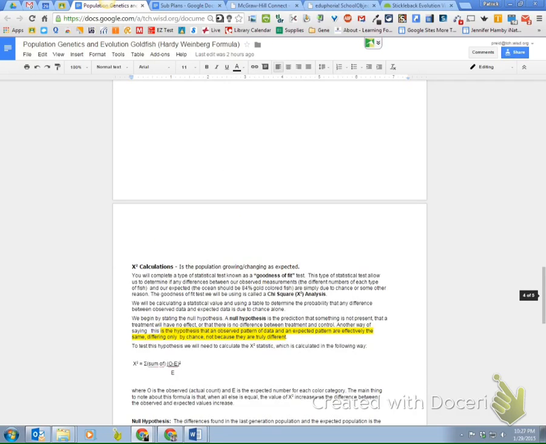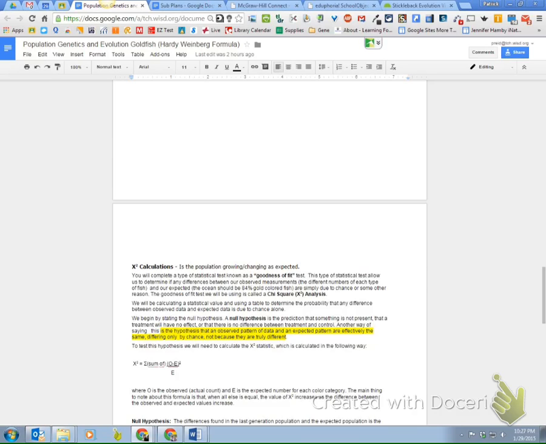Now, what you need to do is the chi-squared calculations. Chi-squared is the goodness of fit test. Essentially what you're looking at is how close your actual data is to what you expected your data to be. Sometimes in class we might do this in the M&M lab, and we might actually eventually do that. But what I want you to do is use the goldfish.